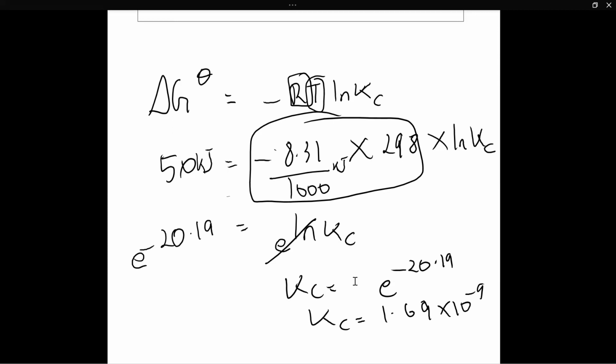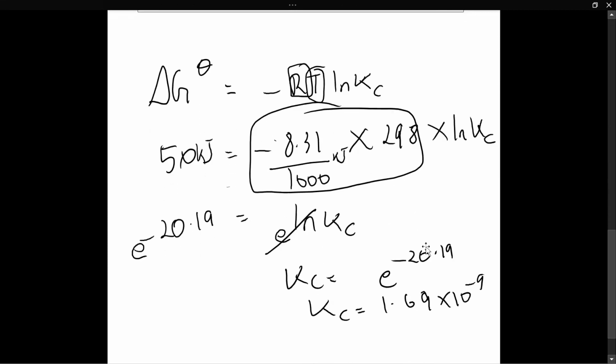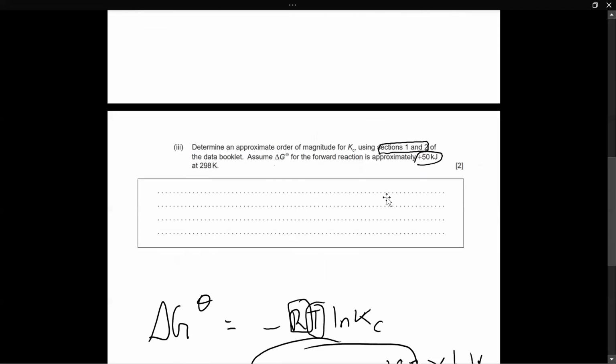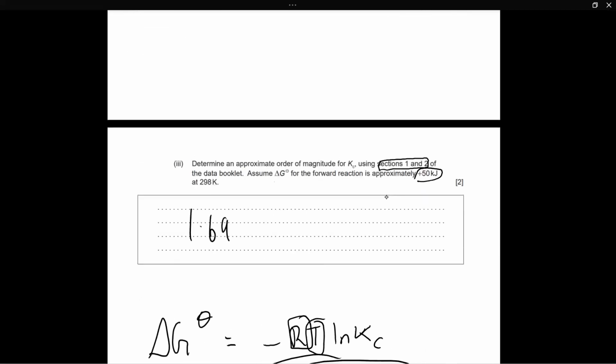But I hope that I've managed to get the chemistry behind this to you, or how to tackle this question and the steps to do it. And this is our answer for this question, because they've asked us to calculate the Kc, and that is 1.69 times 10 to the negative 9. That is the value of our Kc.